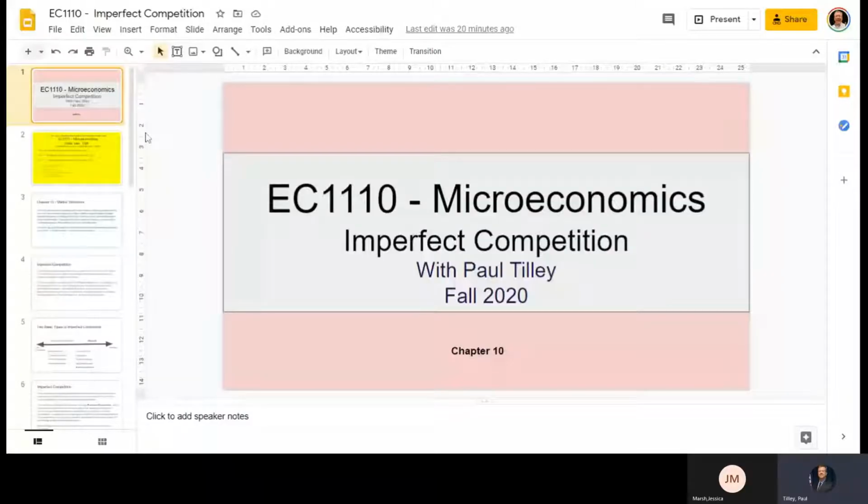So this last unit deals with imperfect competition. Now, if we think back to the last few chapters, we talked about purely competitive markets, and that was one chapter. And then we talked about an analysis of purely competitive markets. That was another chapter. And then we looked at monopolies. That was another chapter. And now we're looking at imperfect competition.